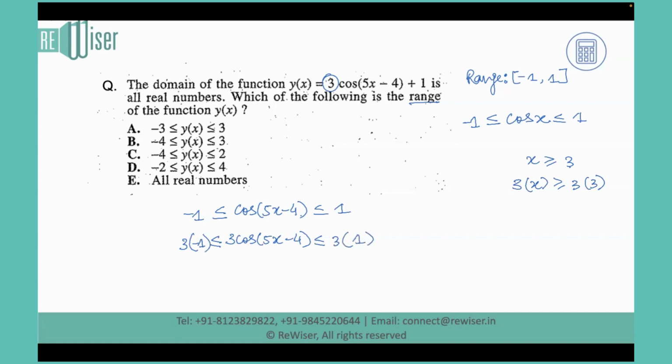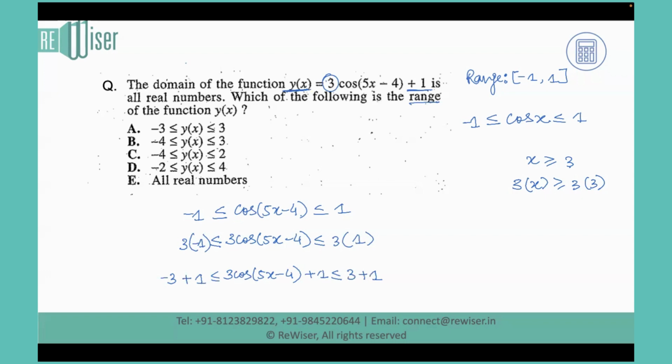Now we have got one part of the function y of x. I also see that we have plus 1 at the end. In the same way, I'm going to add plus 1 on all sides of the inequality. First, I add plus 1 over here, and it is greater than or equal to 3 times negative 1, which gives us negative 3. Since we have added plus 1, there would be a plus 1 here. It's less than or equal to 3 times 1, which gives us 3, and plus 1 again.